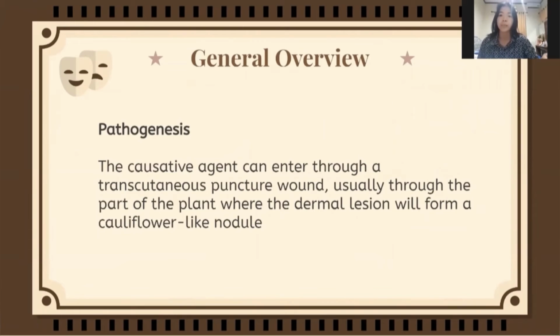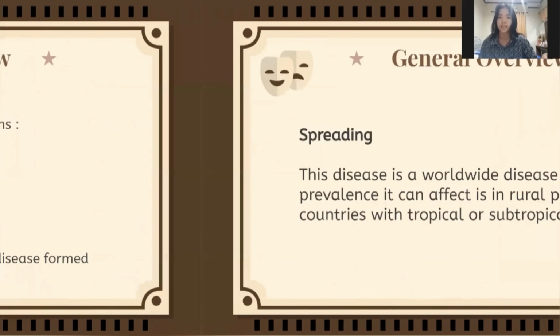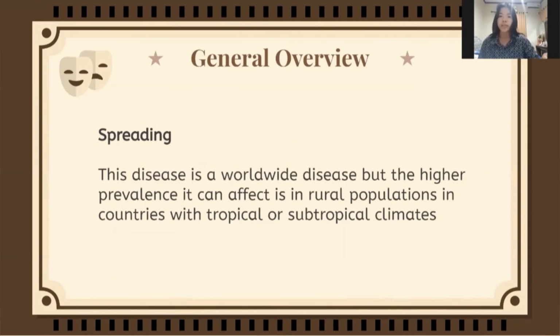About the pathogenesis of this disease, the causative agent can enter through a transcutaneous puncture wound, usually through part of a plant, where the dermal lesion will form a cauliflower-like nodule. About the clinical manifestation, this disease can occur in 5 different forms: nodular, tumor, verrucous, plaque, and superficial. At an advanced stage, the spread of this disease forms satellite lesions. Last, about the spread, this disease is worldwide, but the higher prevalence affects rural populations in countries with tropical or subtropical climates, such as Madagascar in Africa and Brazil in South America.